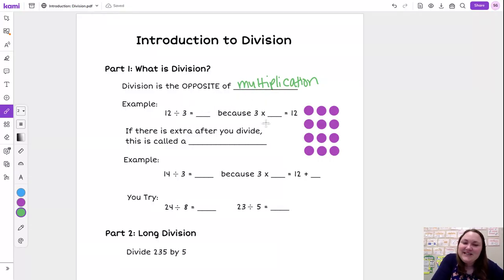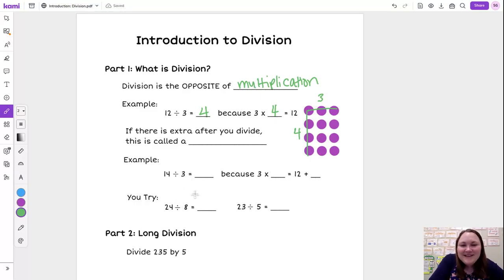Both this division and multiplication equation is describing this picture over here of these 12 purple circles. If I wanted to think about 12 divided by 3, that would be putting these 12 circles into 3 equal groups. And if I did that, 1, 2, 3 equal groups, each group has 4 circles in it. Now, 12 divided by 3 is 4 because looking at this picture, I could also describe it as 3 times 4. 3 times 4 equals 12.